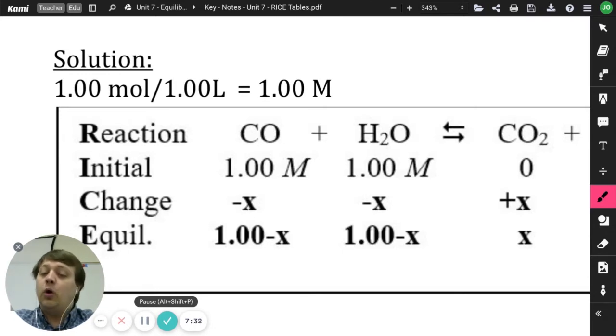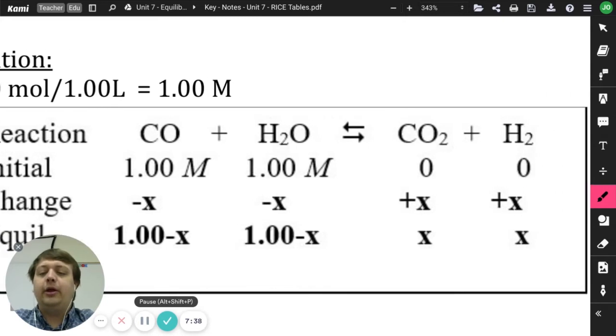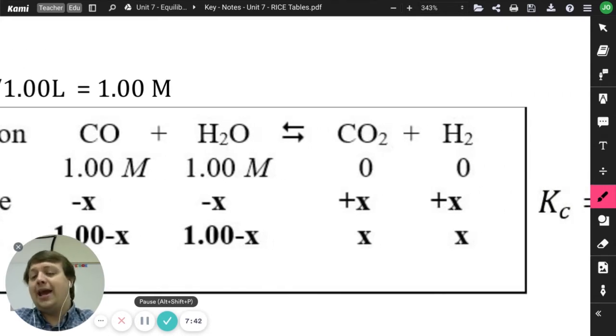So it would be 1, that initial concentration, minus how much ever it changed for the CO. It would be the same for H2O. For CO2 and H2, all they would do would be increase by whatever that change is. So whatever X is. Okay? All right. So now I've got my RICE table set up.